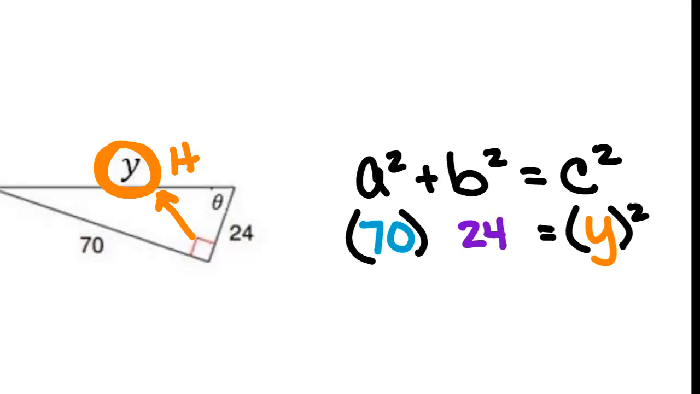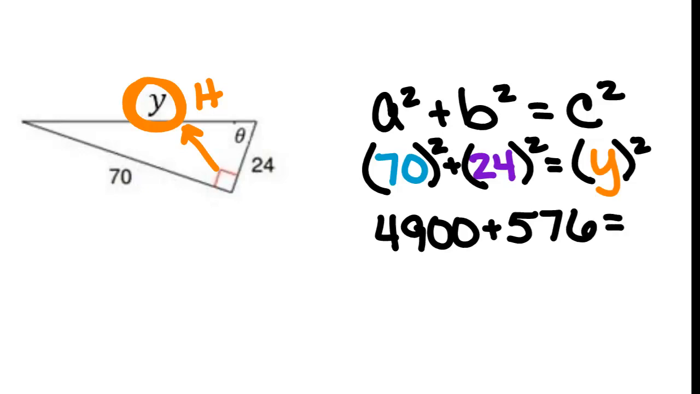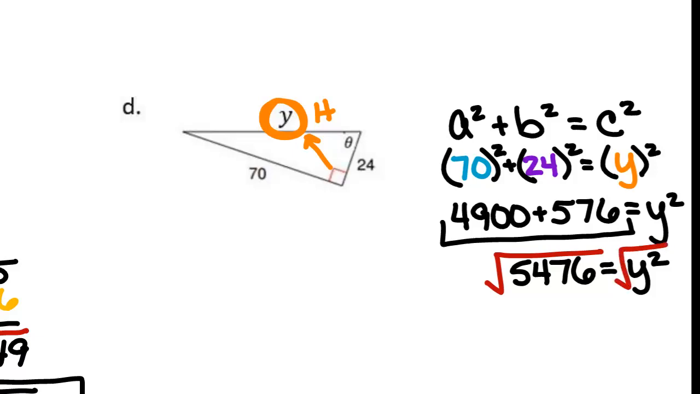We have to square both of them. What is 70 squared? 4,900. What's 24 squared? 576 equals y squared. What do I get when I add the 4,900 and the 576 together? 5,476 equals y squared. Then what? Square root it. If you do it to one side, you do it to the other.